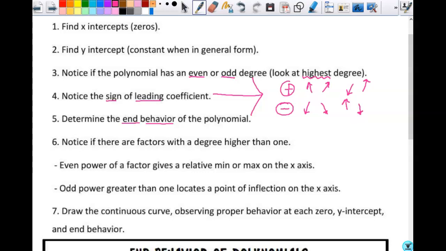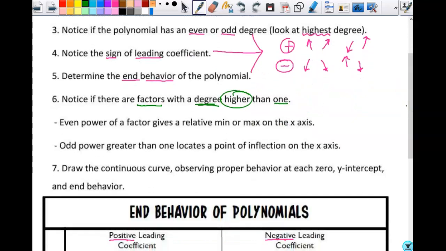Okay. So then we also have to notice if there are any factors, after it's factored, with a degree higher than 1. What that means is after it's factored, if I have something like (x + 2) squared, the factor is x + 2, and the degree is higher than 1. Or I could have (x - 5) to the third, or whatever, after we factor it. That's what it means by a degree higher than 1. And then here's what we get from that.